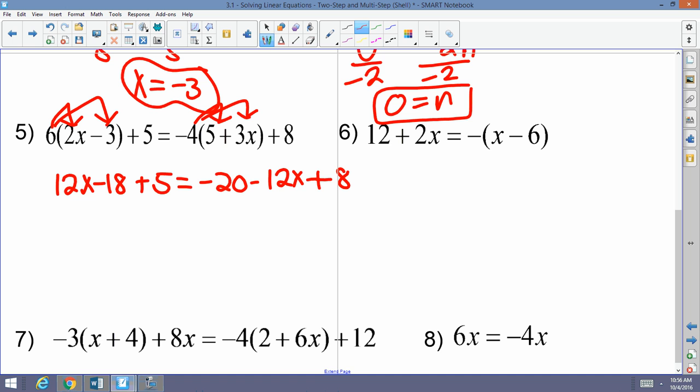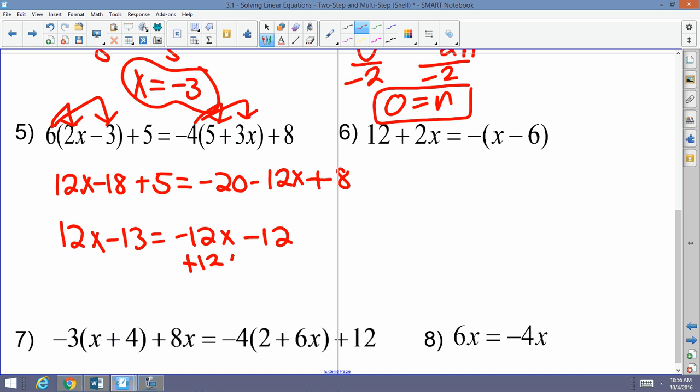Now we can add like terms on both sides here. Here it's going to be 12x, and then -18 plus 5 is -13 equals -12x, and a -20 plus 8 equals a -12. I got to move things to one side. So what variable do you want to move? I don't care who you want to move. You want to move the 12x to the right or the -12x to the left? I don't care.